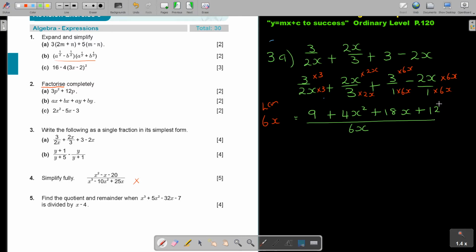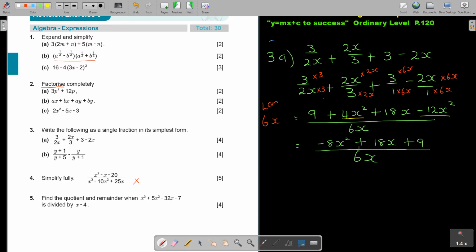I just want to see, oh, that's not a plus. I'm thinking and it's just a negative. Sorry, I didn't concentrate. Negative 12x squared. So if I'm going to rewrite that, usually I like rewriting the x squared first. So 4x squared negative 12x squared is going to be negative 8x squared, okay? Because can you see that this and this are like terms, plus 18x plus 9. And it's over 6x. And you cannot do anything further.